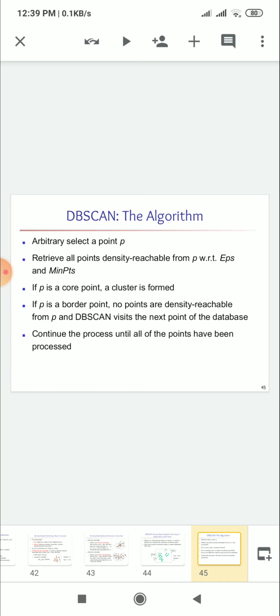DBSCAN algorithm. We arbitrarily select a point P and we retrieve all points directly density reachable from P with respect to epsilon and minimum points. If P is a core point, a cluster is formed. If P is a border point, no points are density reachable from P and DBSCAN visits the next point of the database. Continue the process until all the points have been processed.